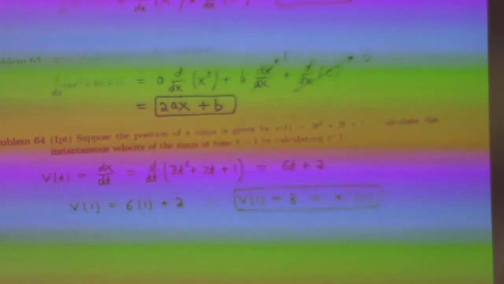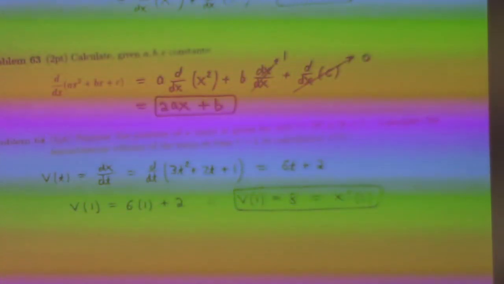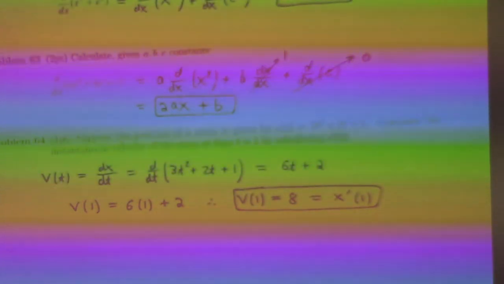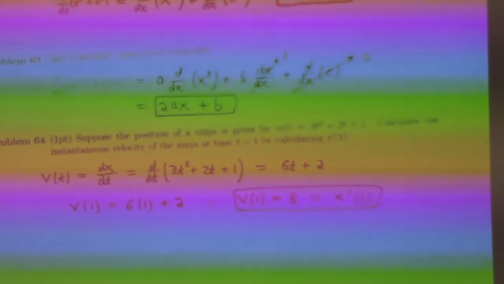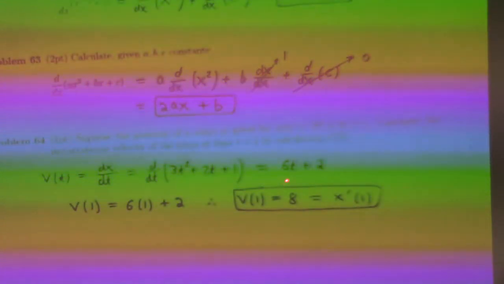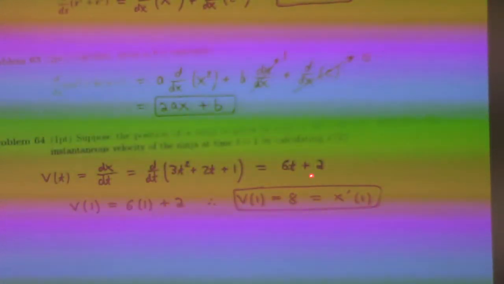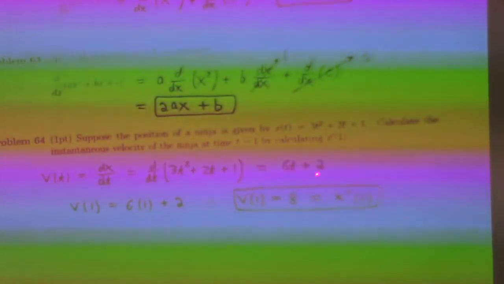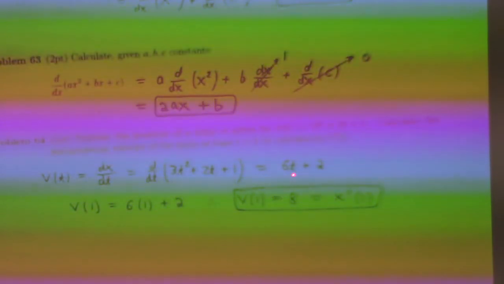How about acceleration? What's acceleration? Acceleration is the second derivative of position, right? What would the acceleration of the ninja be? I didn't ask that in this problem, but I could have. The acceleration would be x prime prime. X prime prime here is what? What's the derivative of the velocity with respect to time?